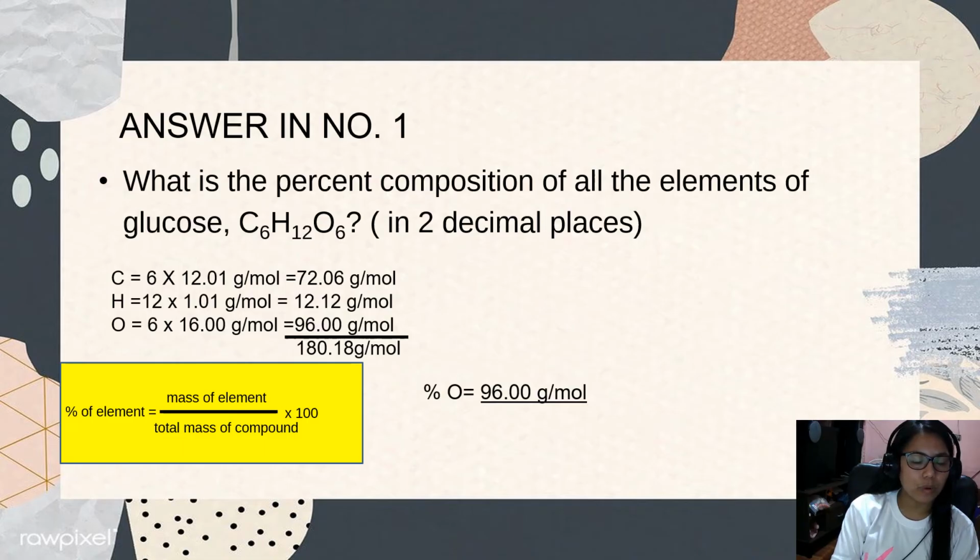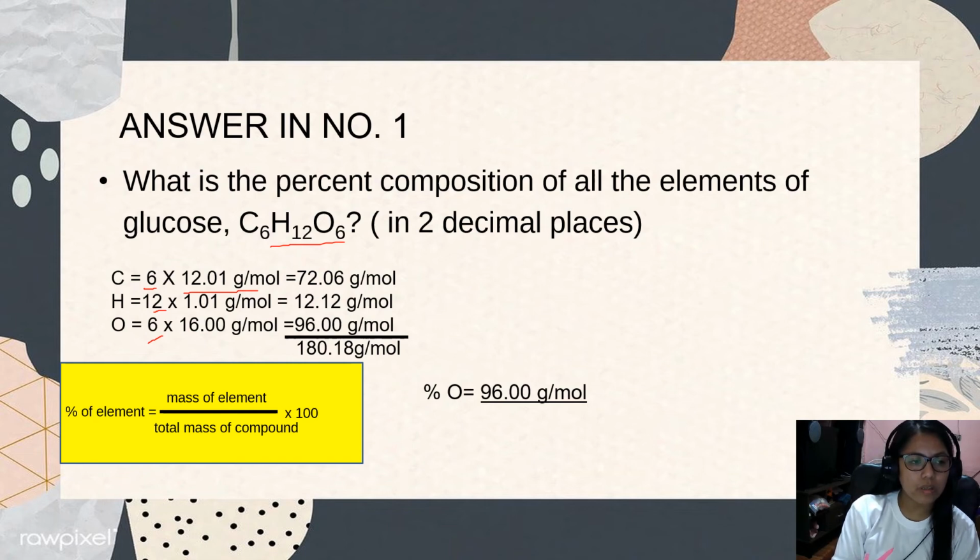So, ayan po yung molar mass ng carbon, hydrogen, and oxygen. Carbon has 6 atoms, hydrogen has 12 atoms, and oxygen has 6 atoms. Alright? So, you're going to multiply sa ating atomic mass na makikita sa periodic table. So, 6 multiplied by 12.01 is equal to 72.06.